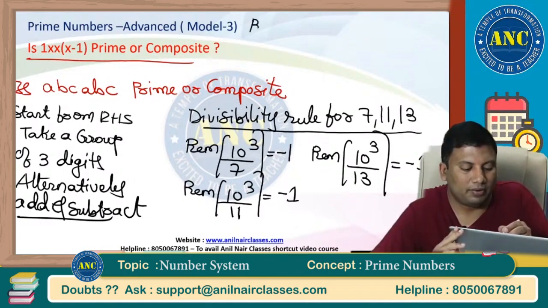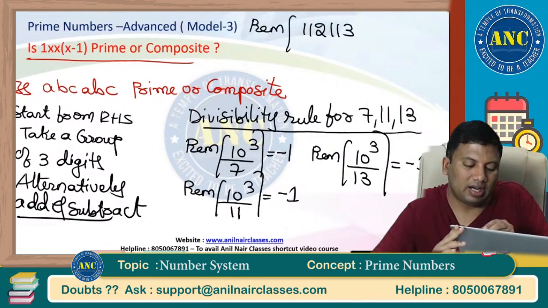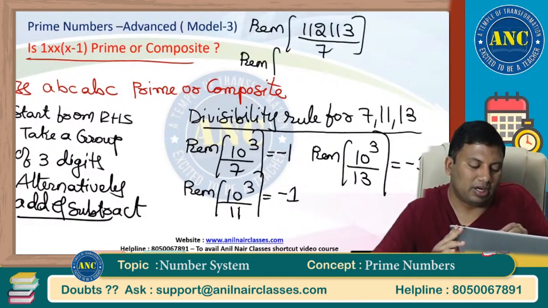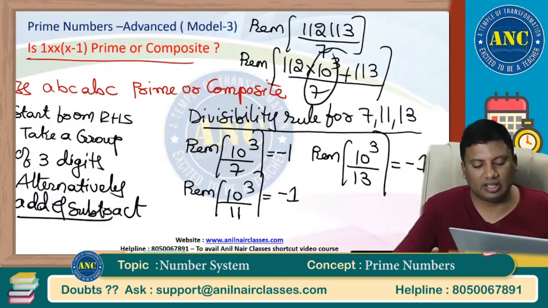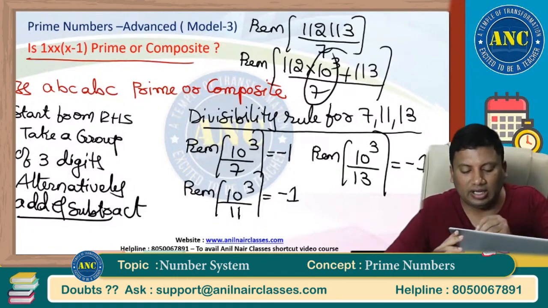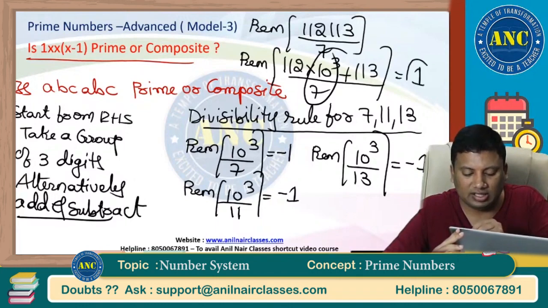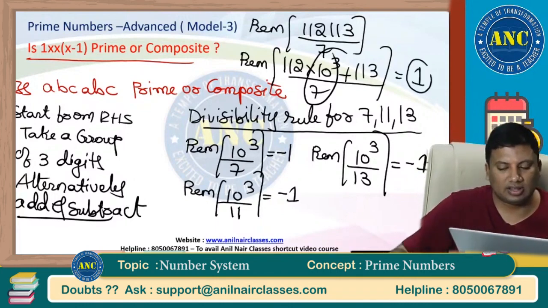One example. Suppose it is 112,113 divided by 7. This is nothing but 112 into 10 cube plus 113, divided by 7. 10 cube by 7 is nothing but minus 1. 113 minus 112, the answer is nothing but 1.